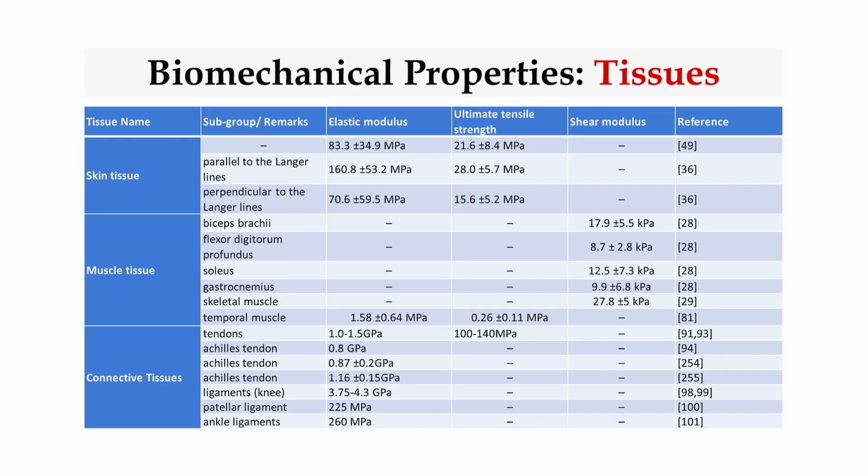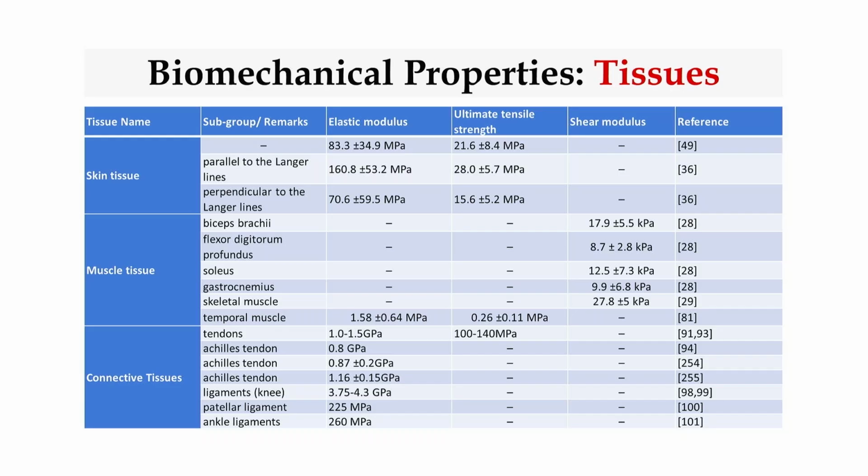So parallel to the Langer line, you're looking at 160.8 plus minus 53.2. That's the error bar, right? That's the standard deviation, in megapascal. That means the skin tissue modulus of elasticity can vary from 160.8 plus 53.2 down to 160.8 minus 53.2, right?